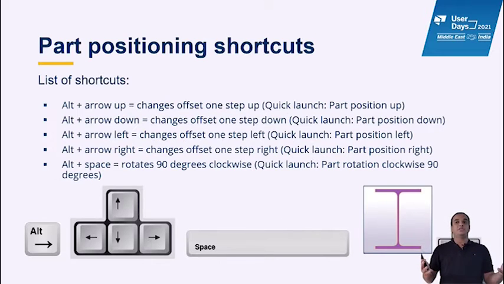The new part positioning feature. This allows faster modification of selected beams, polybeams or contour plates for positioning and to set the rotation with simple keystrokes. I can say it is a great tool for users who prefer to use shortcut keys. The shortcuts are Alt plus up, down, left and right arrows for positioning in the X and Y direction, and Alt plus space key to rotate it by 90 degrees in the clockwise direction.